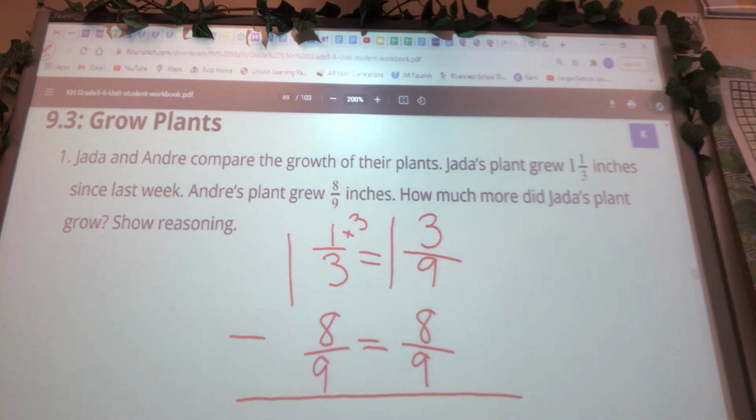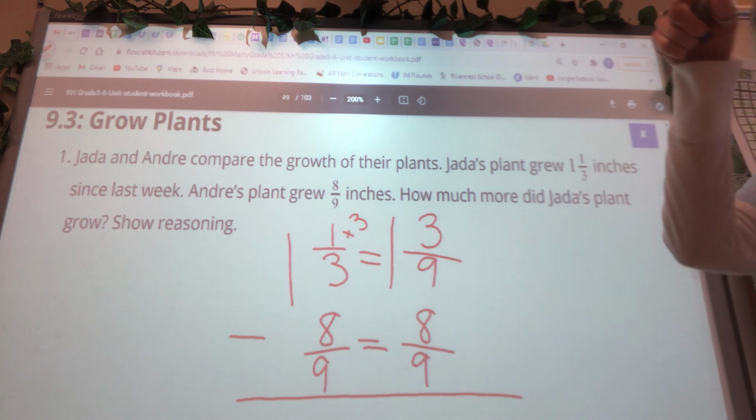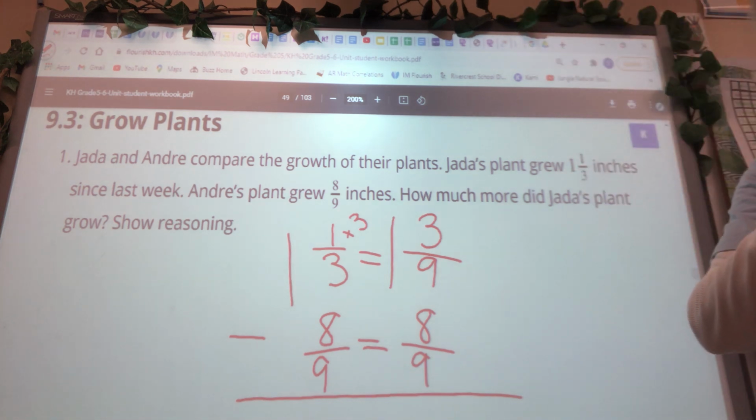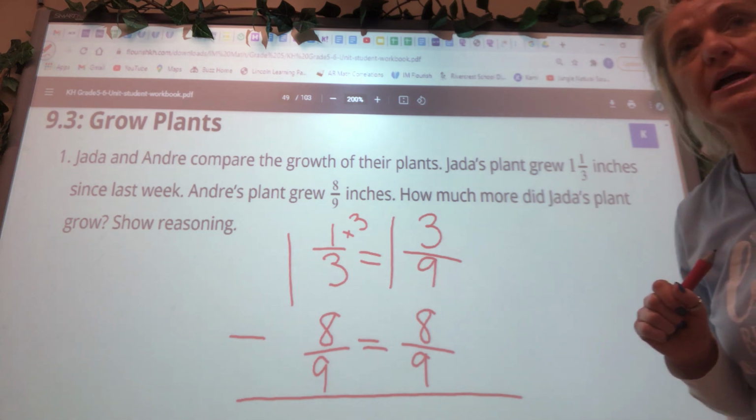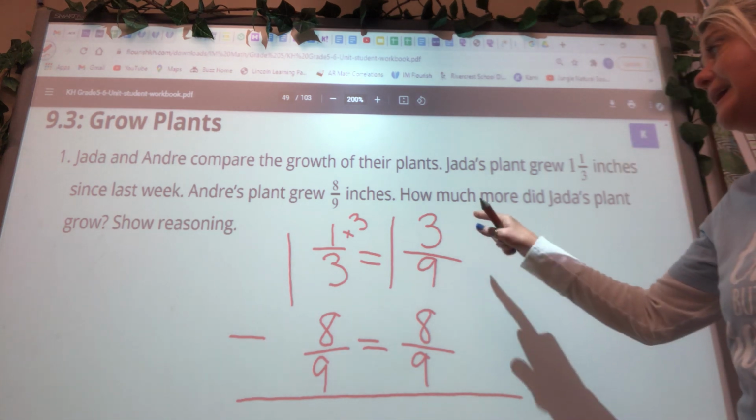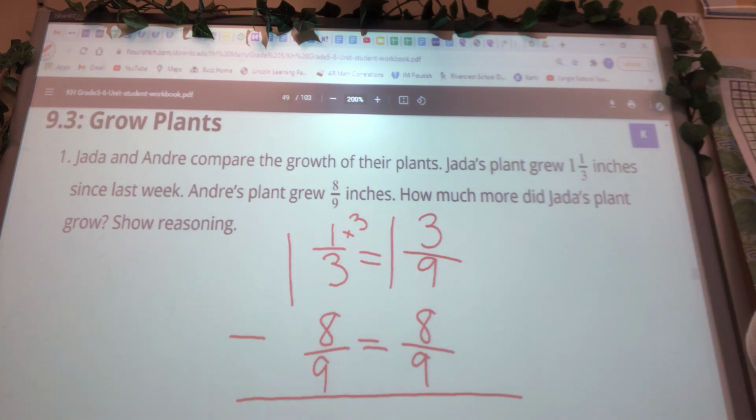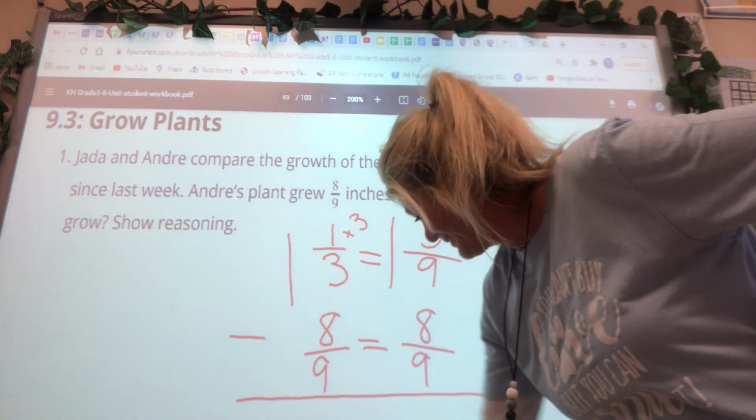Can I take 3 from 8? No. But that's not what I'm trying to do, is it? Can I take 8 from 3? No.